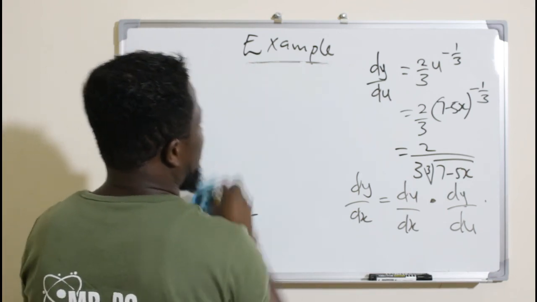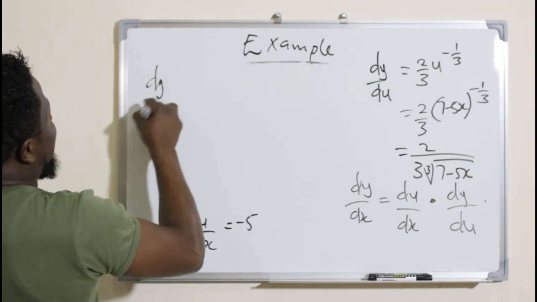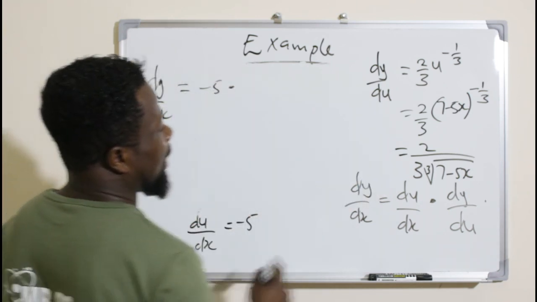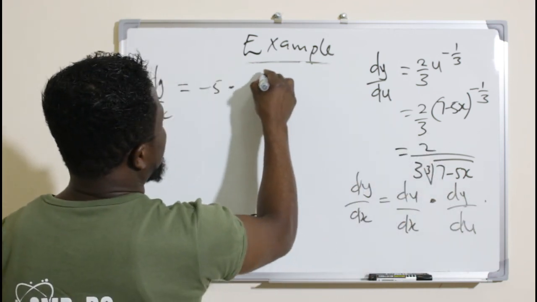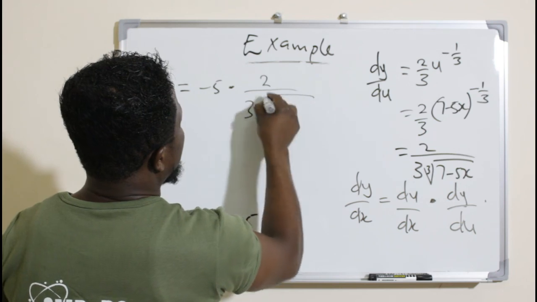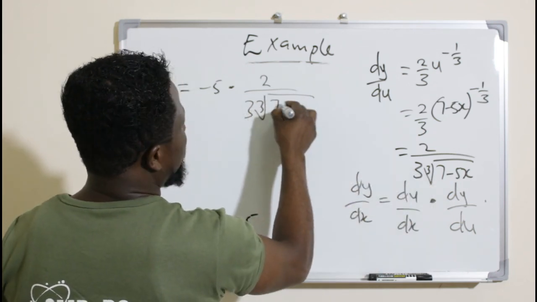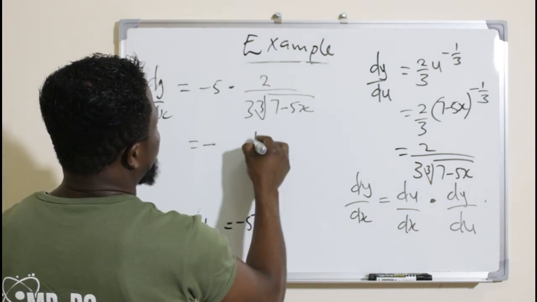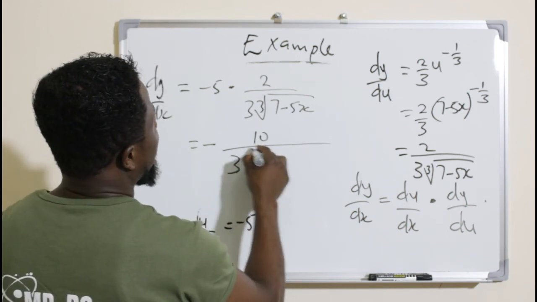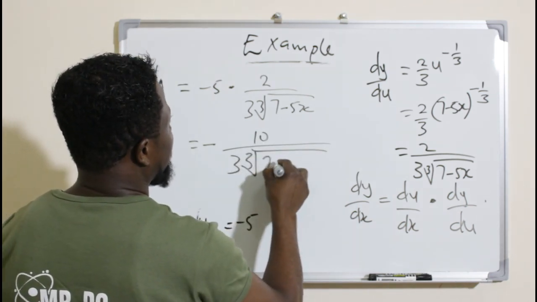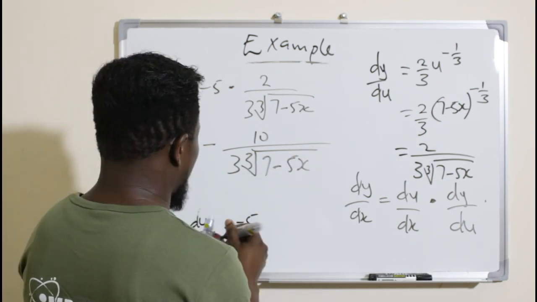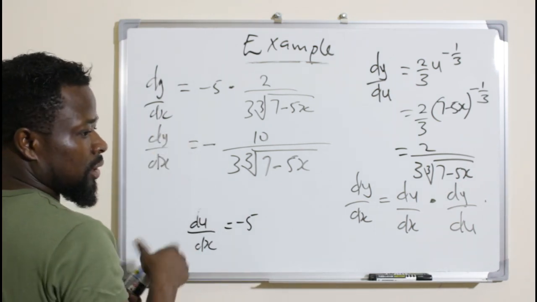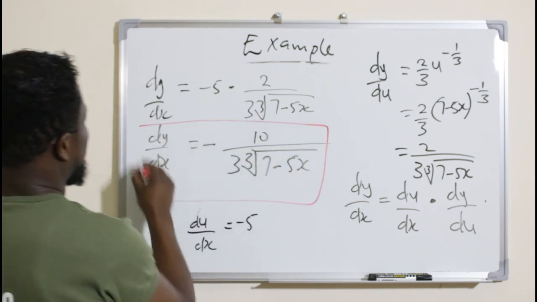So let's try and bring it together. Once we bring together, dy/dx is now equal to du/dx, which is -5, multiplied by dy/du, which is 2 over 3 cube roots of 7 minus 5x. And now from here, if you multiply this, we're getting negative 10 over 3 cube roots of 7 minus 5x. And that becomes the value of the derivative of this particular function that we are given.